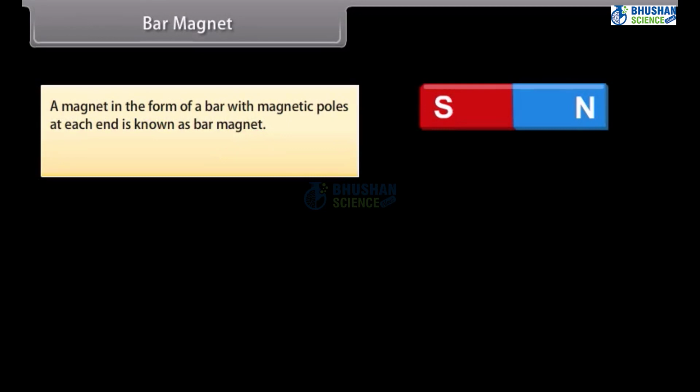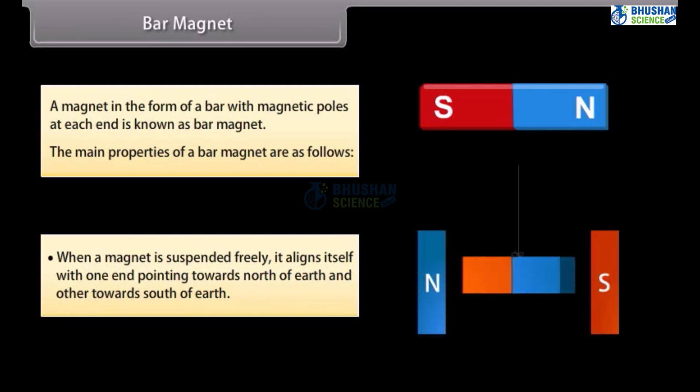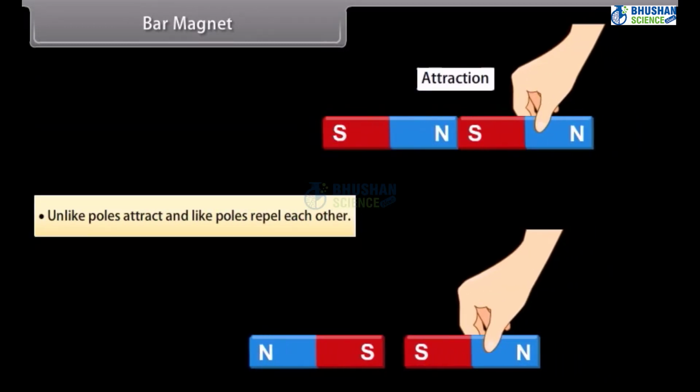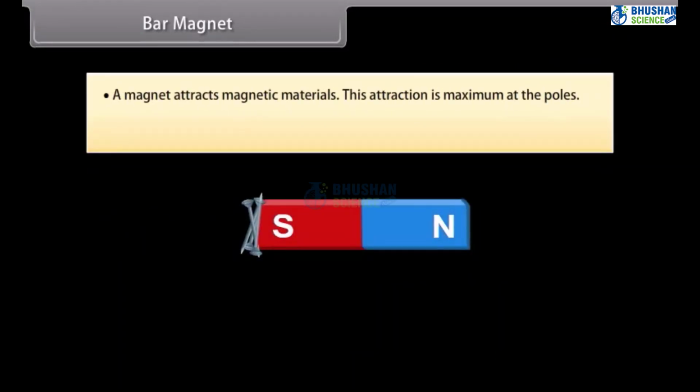Bar magnet. A magnet in the form of a bar with magnetic poles at each end is known as a bar magnet. The main properties of a bar magnet are as follows. When a magnet is suspended freely, it aligns itself with one end pointing towards north of Earth and the other towards south of Earth. Unlike poles attract and like poles repel each other. A magnet attracts magnetic materials.